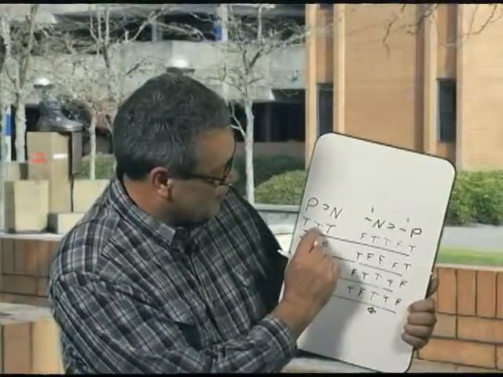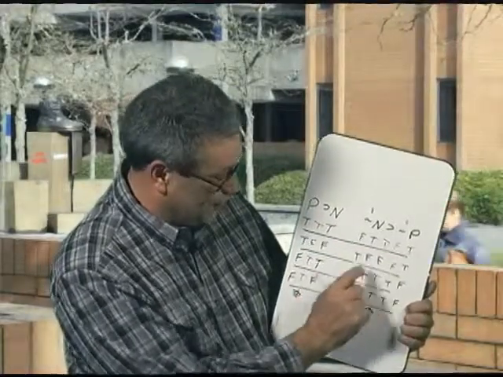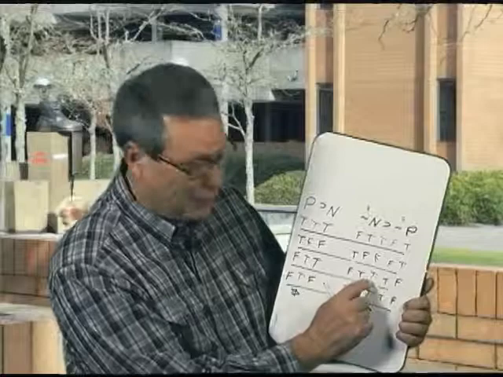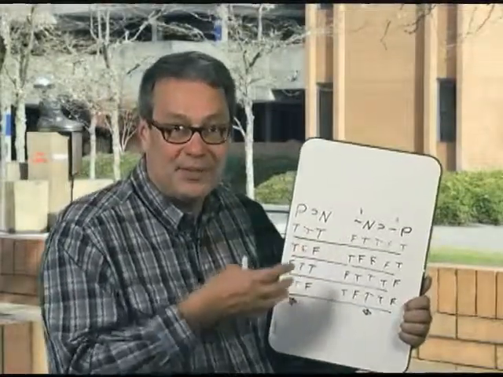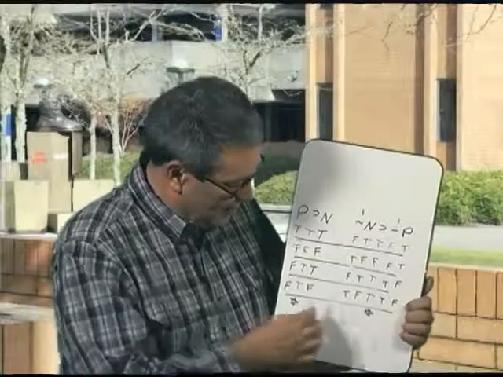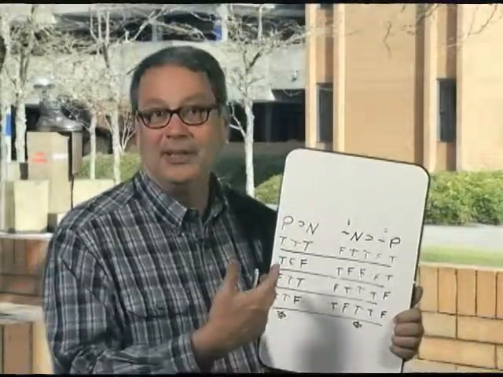Let's see how it works here. In row 1, they're both true. They agree. In row 2, they agree. They're both false. In row 3, they agree. They're both true. In row 4, they agree. They're both true. So they agree on every single row. That is, this column matches up perfectly with that column. That tells me these two statements are logically equivalent.